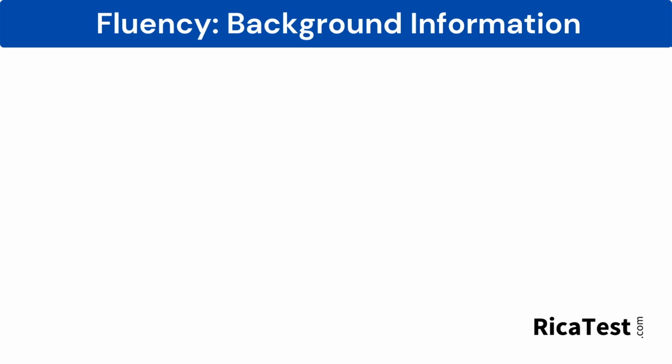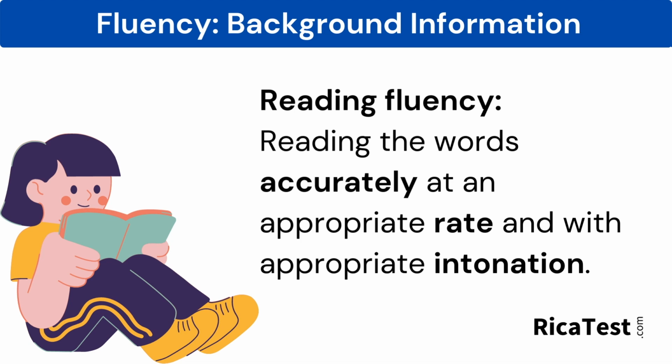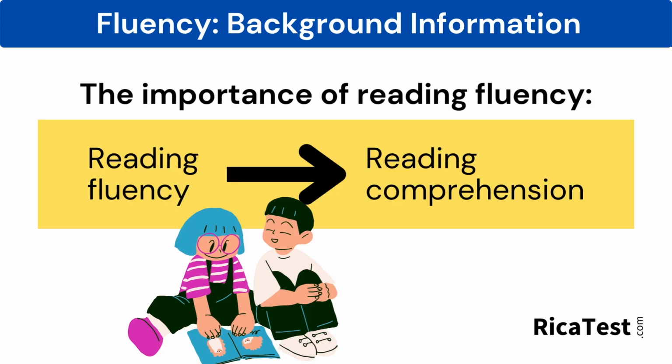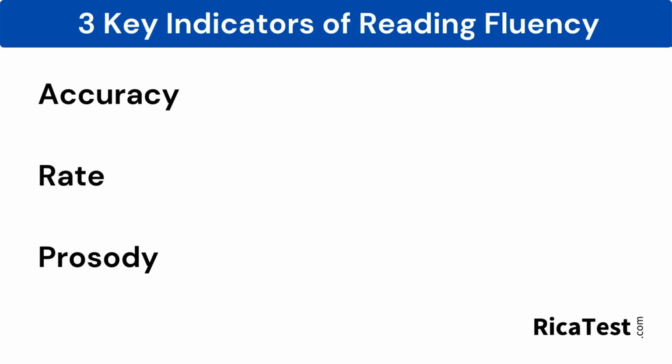First, reading fluency is reading the words accurately, at an appropriate rate, and with appropriate intonation. Reading fluency is important for the growth of all readers because there is a high correlation between reading fluency and reading comprehension. The three key indicators of reading fluency include accuracy, rate, and prosody.